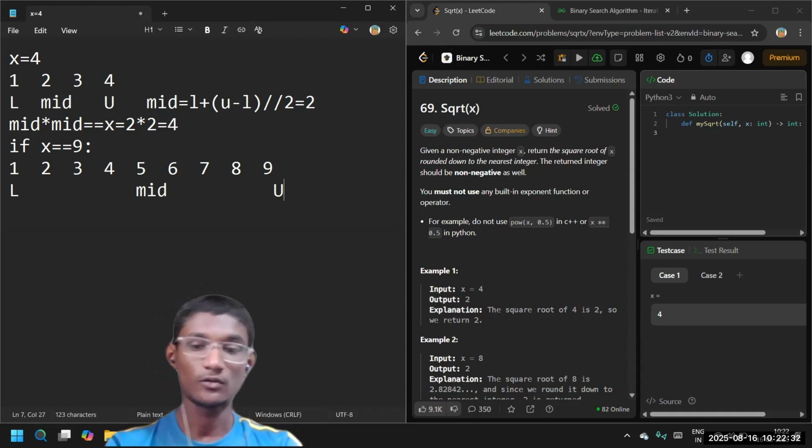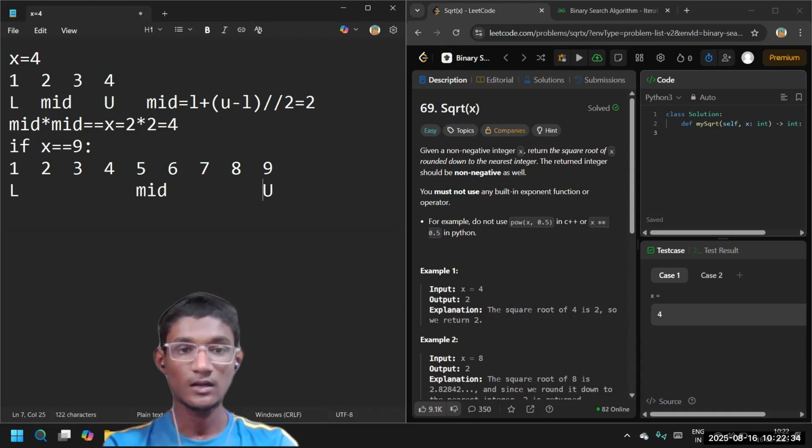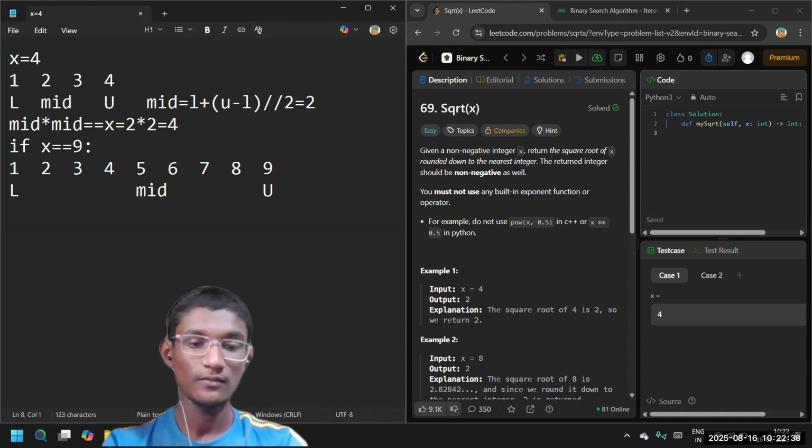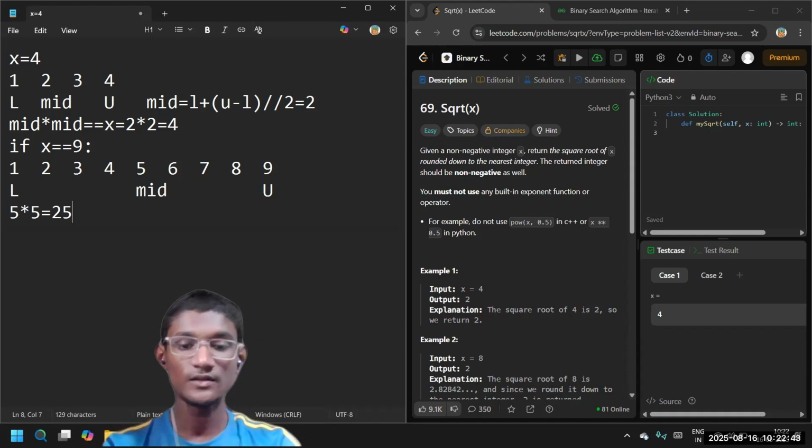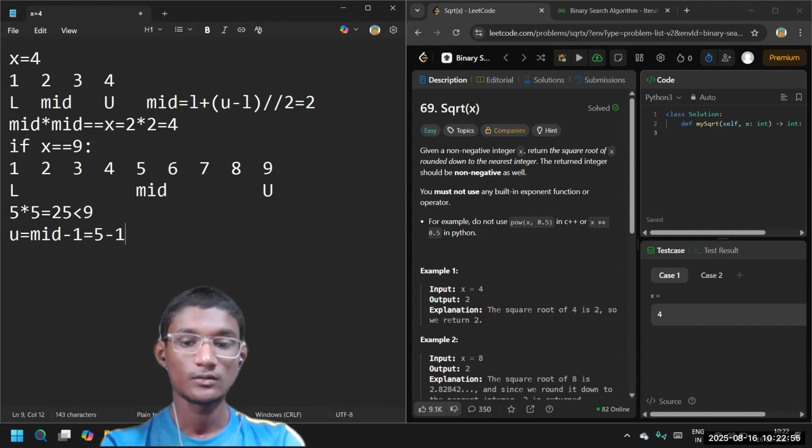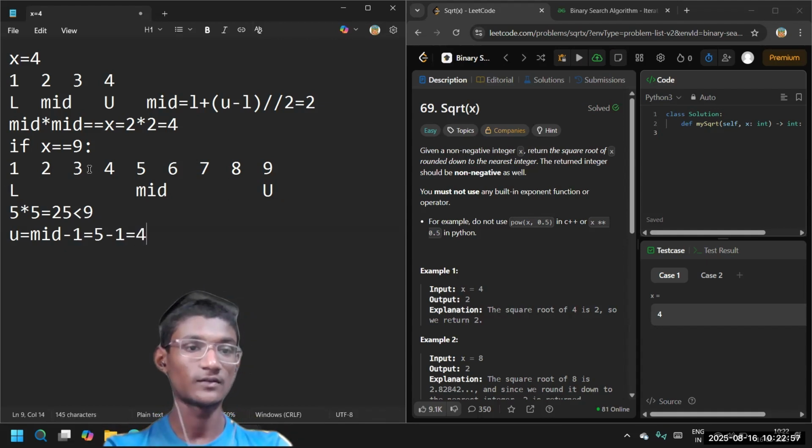Then if you take the lower bound, the upper boundary is the highest one. Let's see here, mid into mid, that is 5 into 5, equal to how much? 25, which is greater than 9, right? So that means it is on the left side only. So we should update the upper boundary, that is mid minus 1, equal to 5 minus 1, that is 4. Now see, guys.